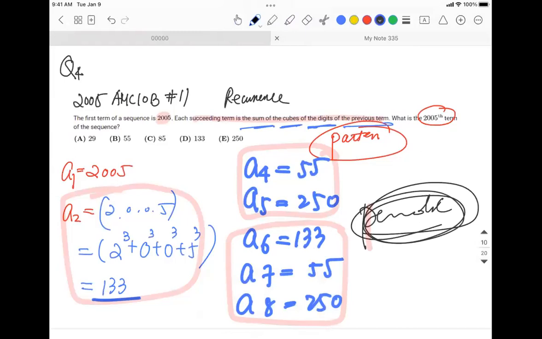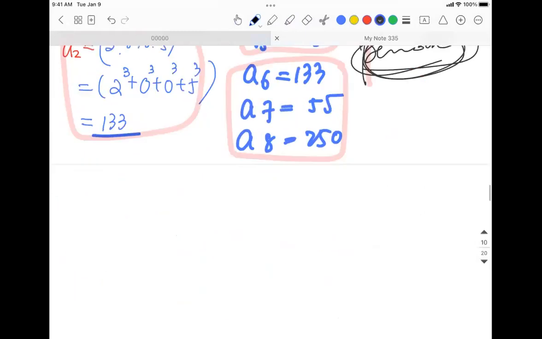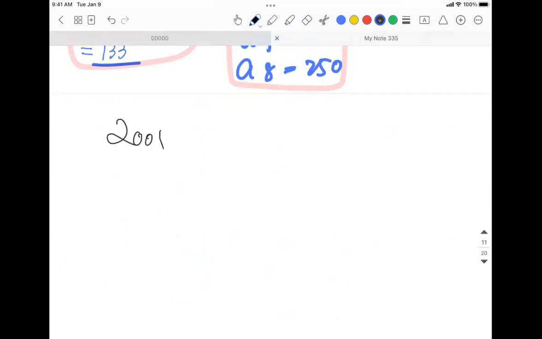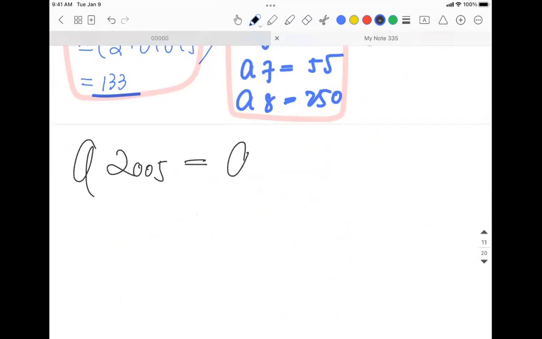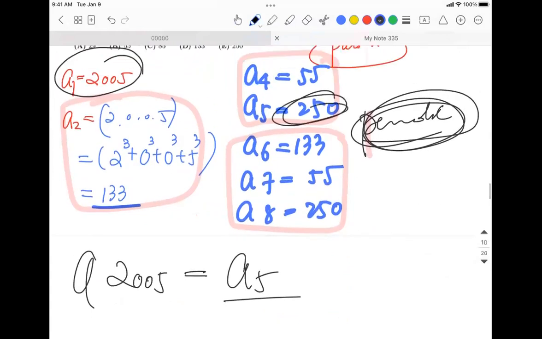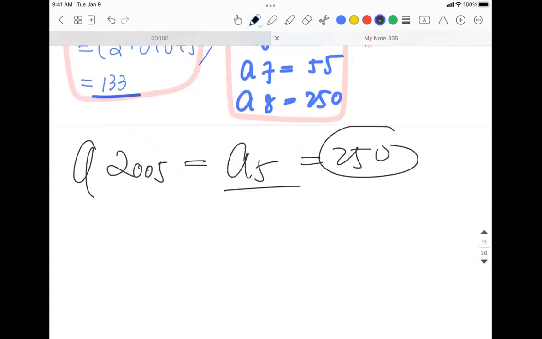The period is 3. So that being said, you have to figure out what 2005 equals in such a period, right? If 3 is the period, however, the first one you have to remove. So A2005 actually equals A5. This is quite easy, right? You find the position of 2005 in such a big cycle, with period 3, and so on and so forth. This is going to be A5, and A5 is actually 250.